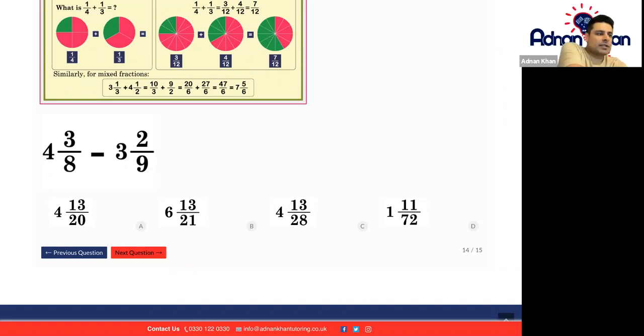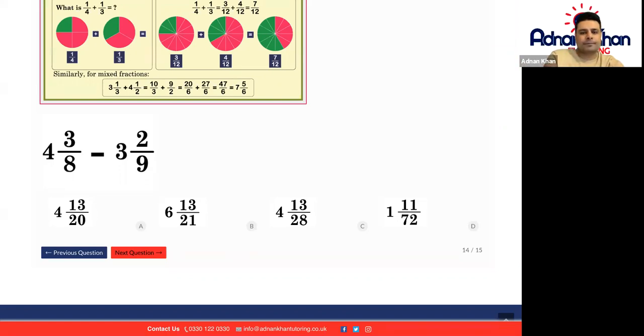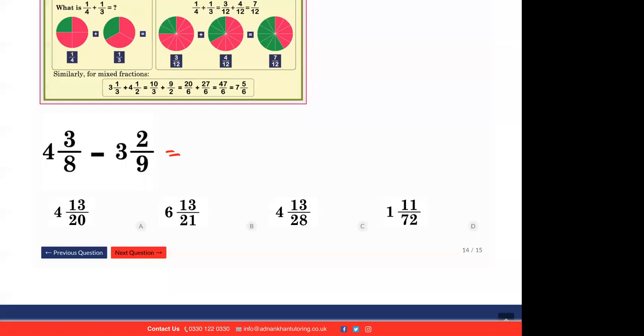Have you done these type of questions before, especially the mixed fraction ones? Yeah, I've done them before. Excellent. All right, go on then. So I do it in the common denominator way. Okay, fair enough.